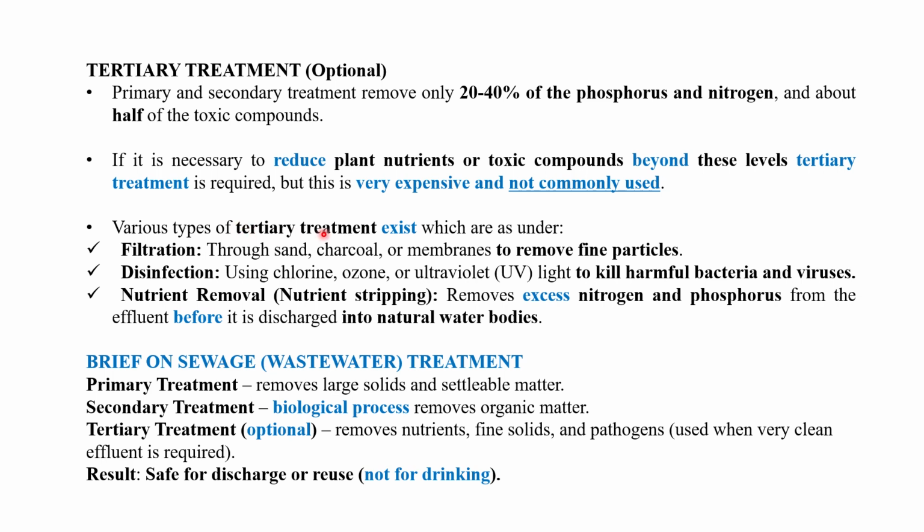So in the case of tertiary treatment, various methods are used further after the primary and secondary treatment. The first one is filtration. Here we can use sand or charcoal or membranes to remove the fine particles coming after the secondary treatment. Then it can be passed to disinfection. For disinfection, we can use chlorine, ozone, or ultraviolet light to kill the harmful bacteria and viruses.